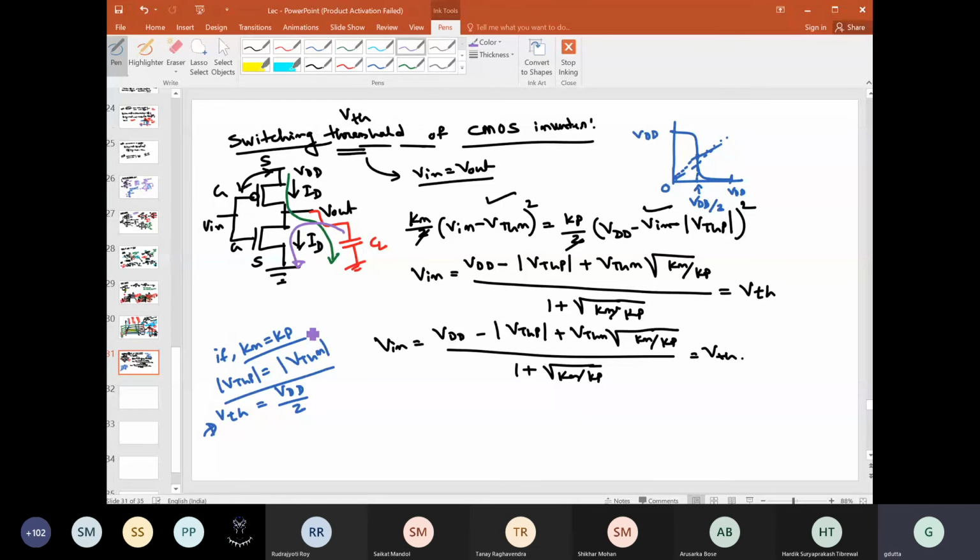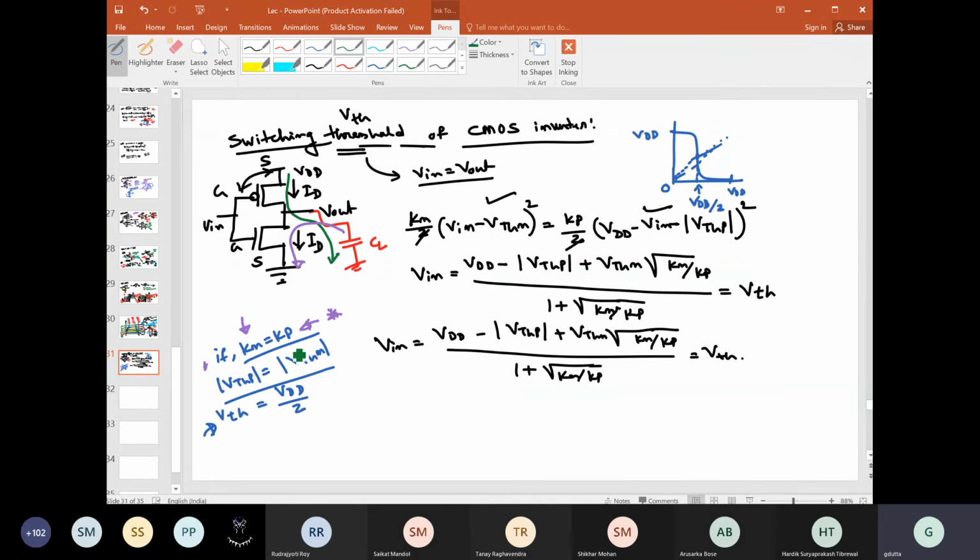So for that, you have to make this criteria: Kn will be equal to Kp, right? Then only this will be possible. So even if you want to have symmetrical charging and discharging characteristics as well as symmetrical voltage transfer characteristics like this, then you should have this criteria satisfied. You should make the transistor such that Kn equals Kp.